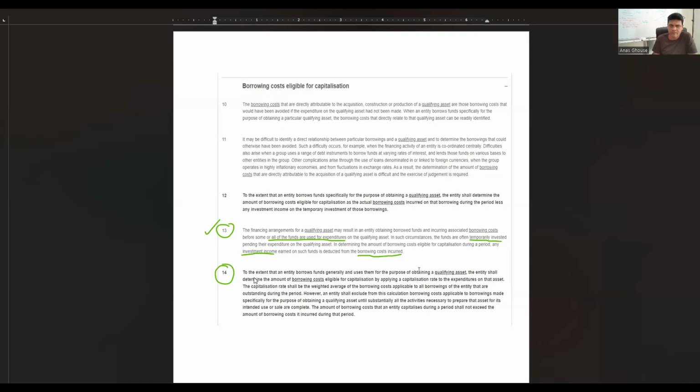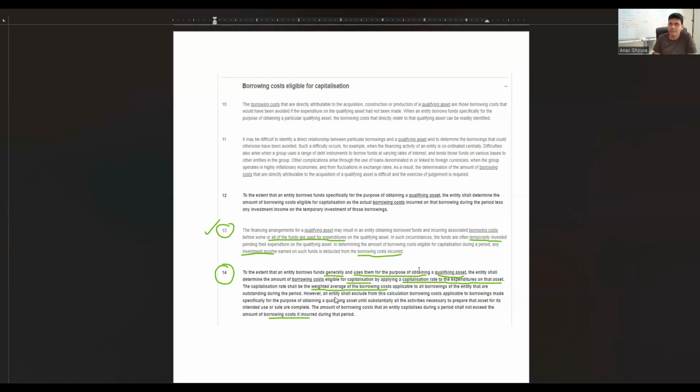The second point: to the extent that an entity borrows funds generally and uses them for the purpose of obtaining a qualifying asset, the entity shall determine the amount of borrowing cost eligible for capitalization by applying a capitalization rate to the expenditure on that asset. The capitalization rate shall be the weighted average of the borrowing cost applicable to all borrowings of the entity that are outstanding during the period. However, an entity shall exclude from this calculation borrowing cost applicable to borrowings made specifically for the purpose of obtaining a qualifying asset until substantially all the activities necessary to prepare that asset for its intended use or sale are complete. The amount of borrowing cost that an entity capitalizes during a period shall not exceed the amount of borrowing cost it incurred during that period.